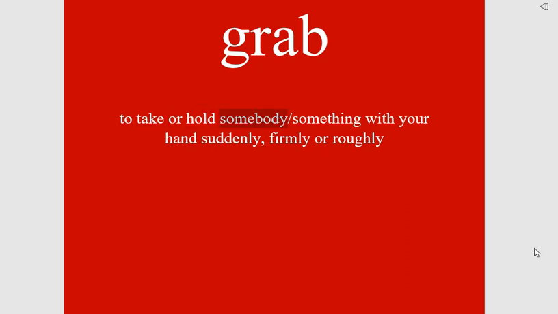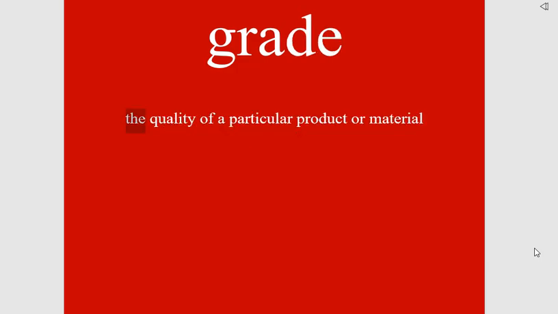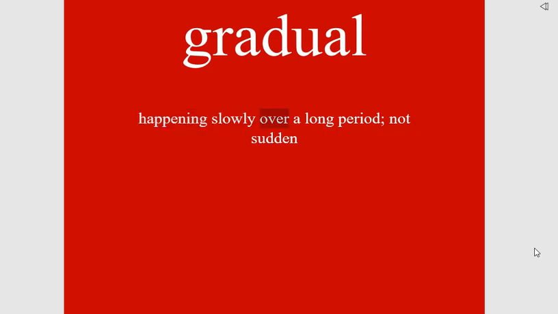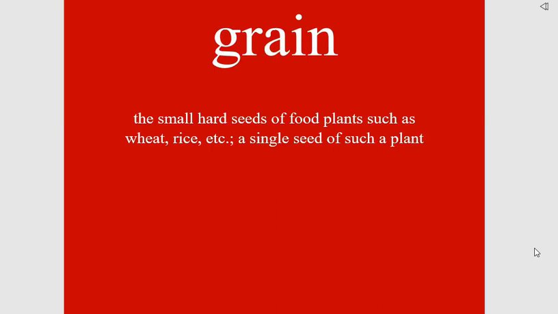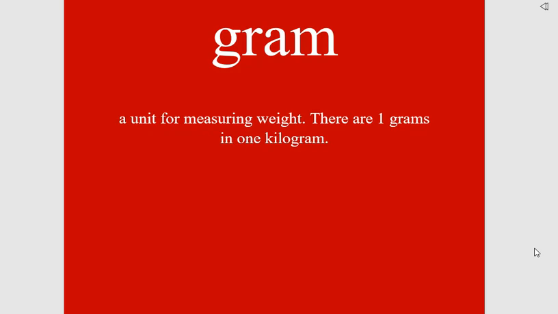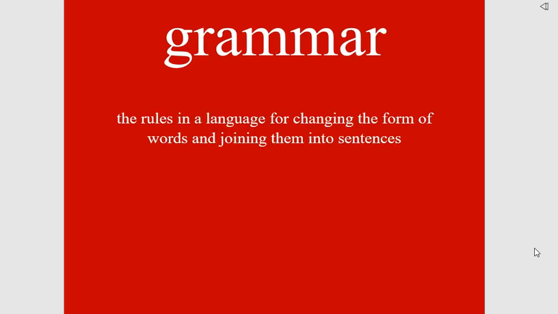Grab. To take or hold somebody/something with your hand suddenly, firmly, or roughly. Grade. The quality of a particular product or material. Gradual. Happening slowly over a long period, not sudden. Gradually. Slowly, over a long period of time. Grain. The small hard seeds of food plants such as wheat, rice, etc., a single seed of such a plant. Gram. A unit for measuring weight. There are 1000 grams in 1 kilogram. Grammar. The rules in a language for changing the form of words and joining them into sentences.